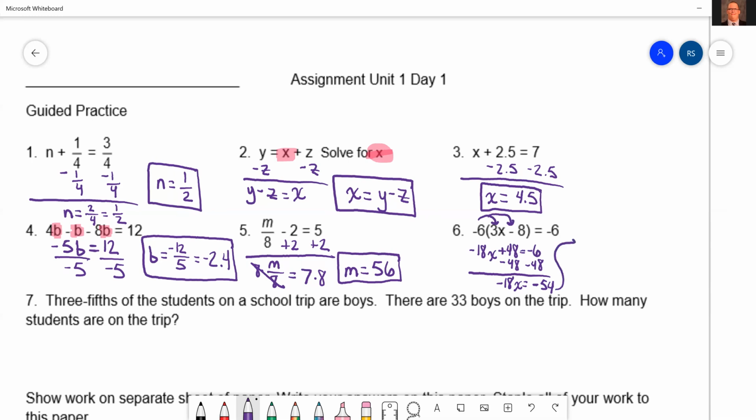I'm going to rewrite this up here because I'm out of room. And last but not least, we have to divide by negative 18. Which means that x equals 3.